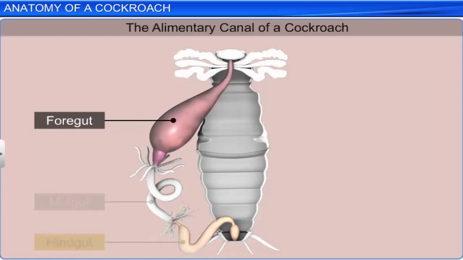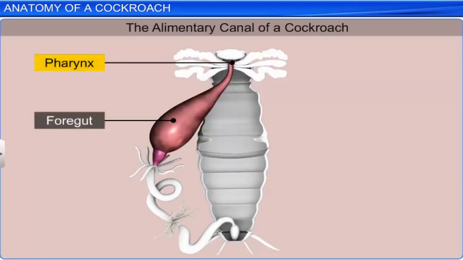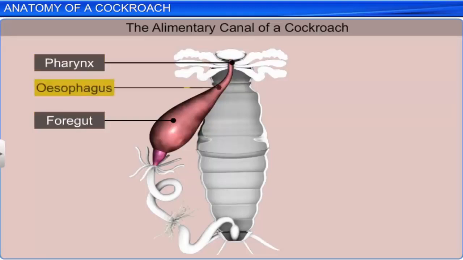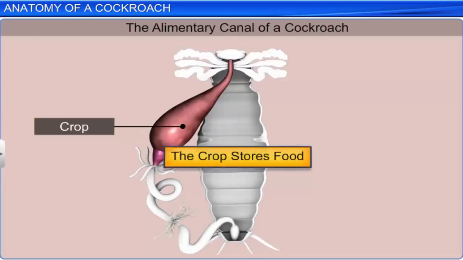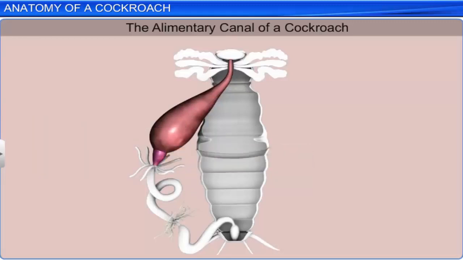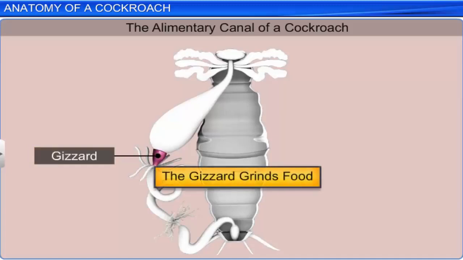The entire foregut is lined with cuticle and consists of a mouth which leads into a short tubular pharynx that continues into a narrow tubular esophagus. The esophagus opens into a large sac-like structure called a crop, which stores food. The crop is followed by a small conical gizzard or proventriculus, which grinds the food particles.